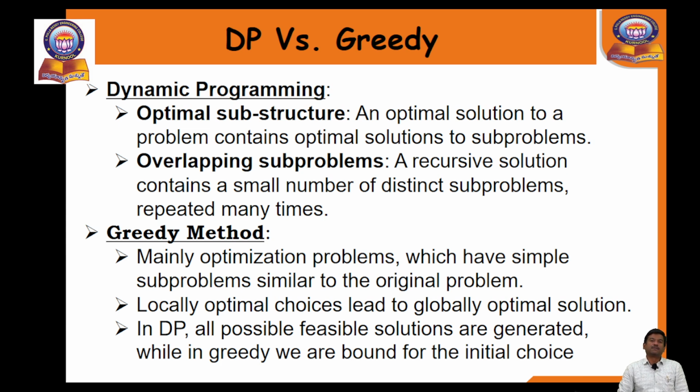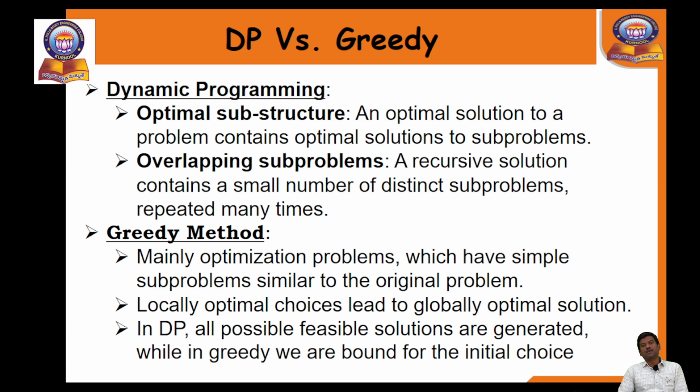Now let's go back to what dynamic programming is and how it differs from the greedy approach. Whenever you consider a problem that can be solved using dynamic programming, two properties are involved: optimal substructure and overlapping subproblems. Optimal substructure means an optimal solution to a problem contains optimal solutions to its subproblems.